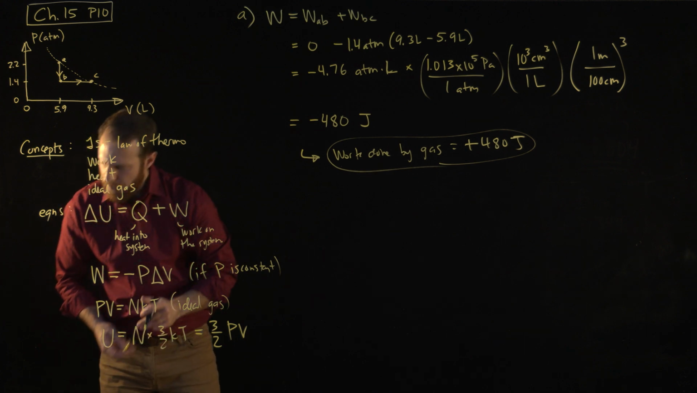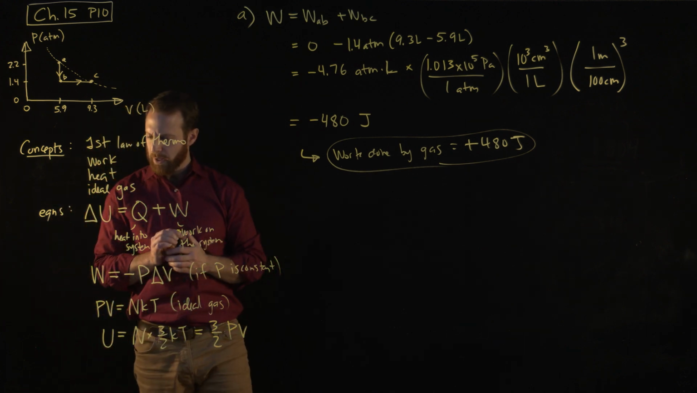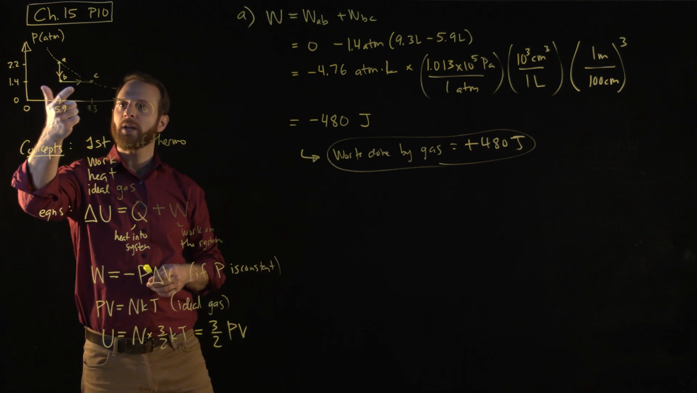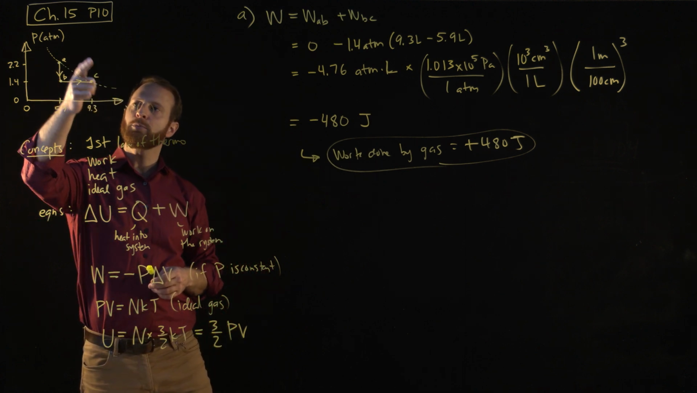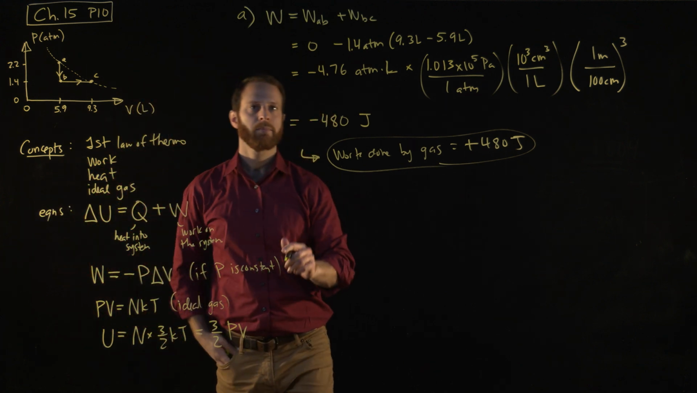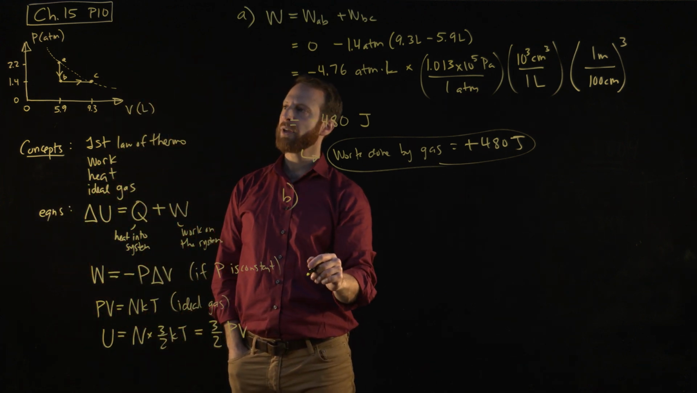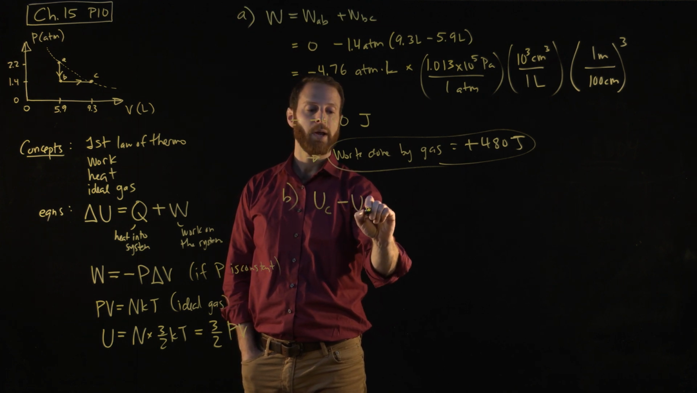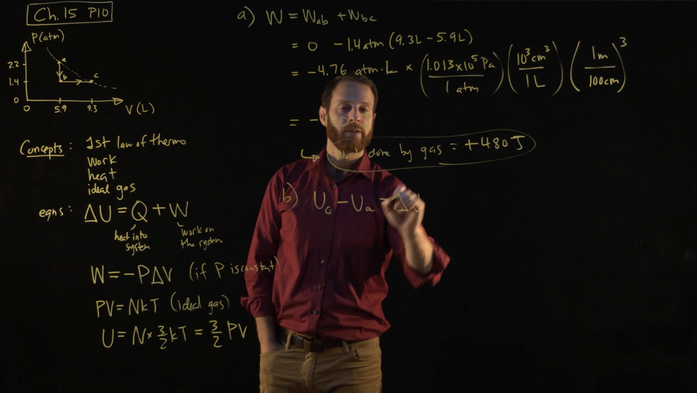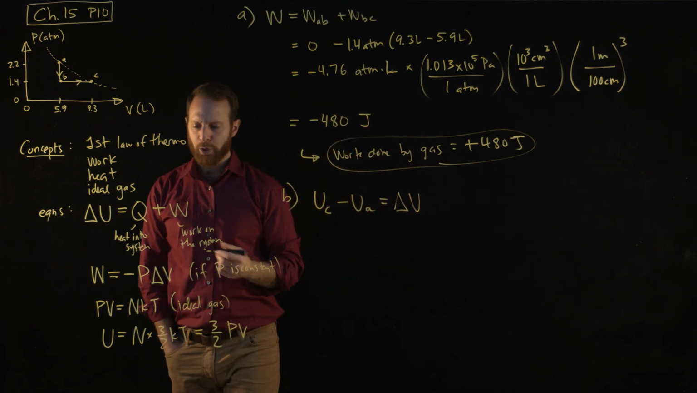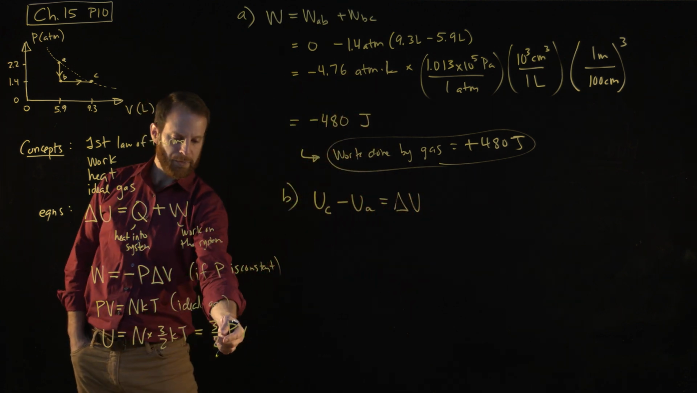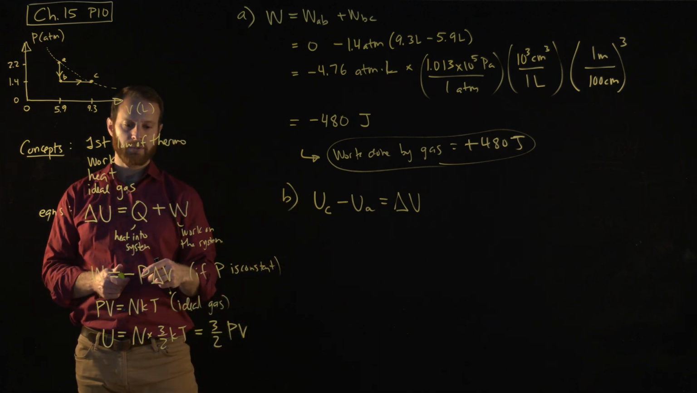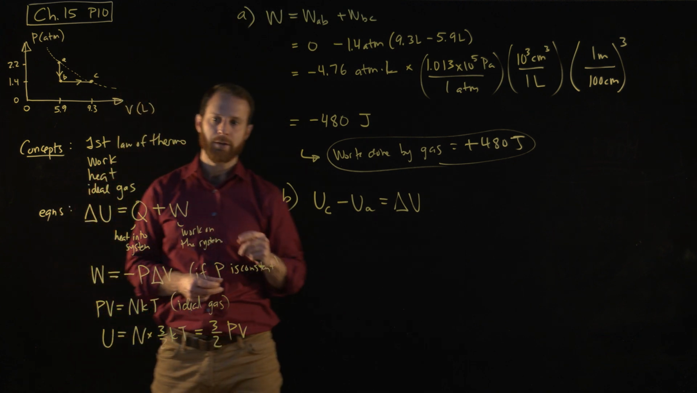Part B. It asks, what's the change in internal energy of the gas in the whole process? In other words, whatever the energy at point A is, we want to say, what is the energy at point C, and subtract that at point A. So the energy at point C minus the energy at point A would be the change in energy. And we could try to compute that by figuring out the pressure and the volume, multiply by 3/2 and see what the difference is. There's a much easier way to do it, though.